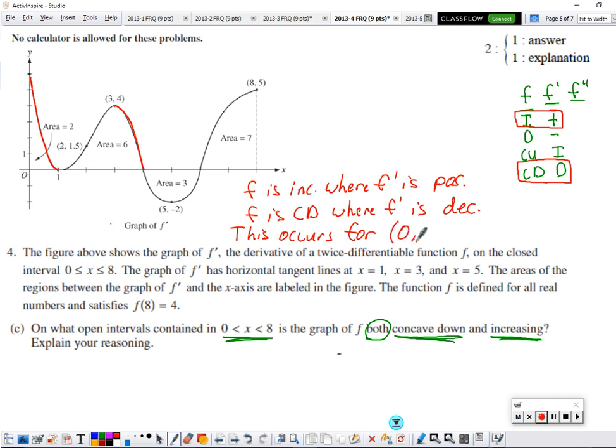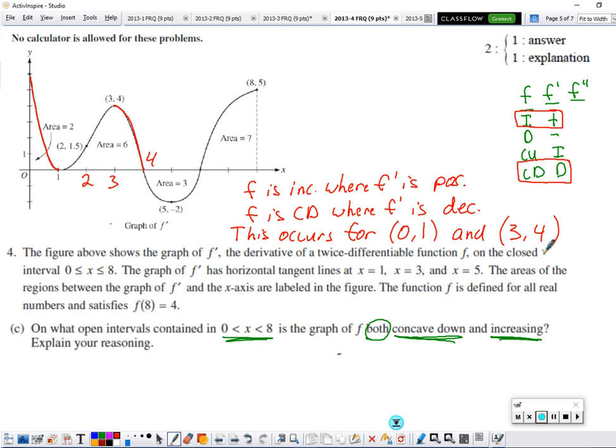So we go 0 to 1 and 3 to 4. Wait a minute. 2, 3, yeah, making sure. 3 to 4. These are intervals. So these mean the same thing. This means from x equals 0 to x equals 1, open interval. From x equals 3 to x equals 4, this is fine.